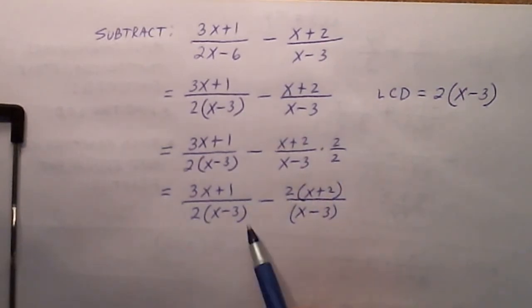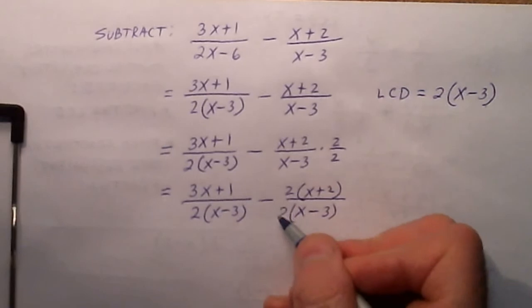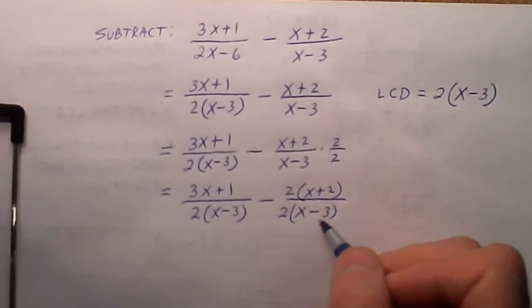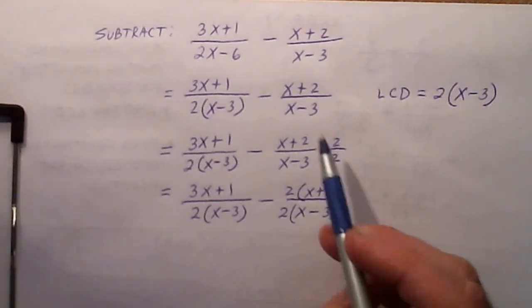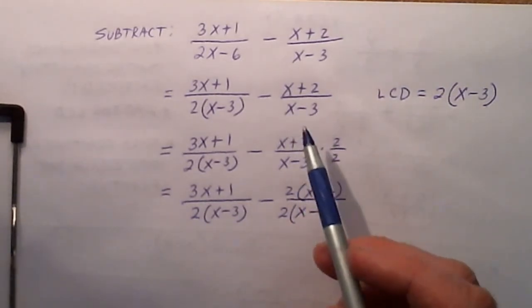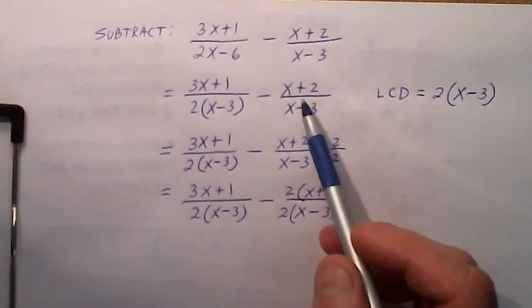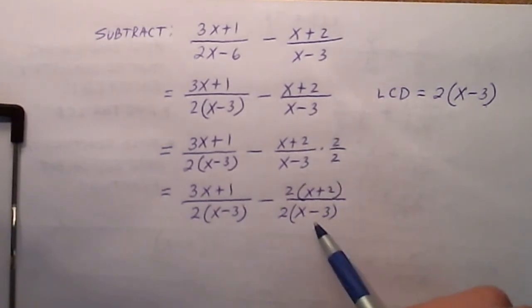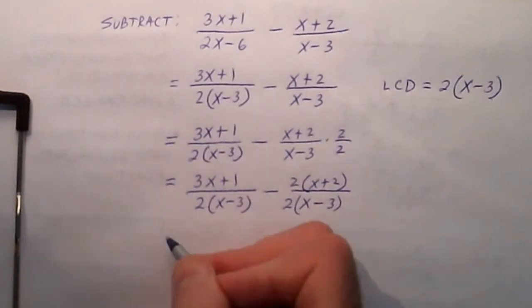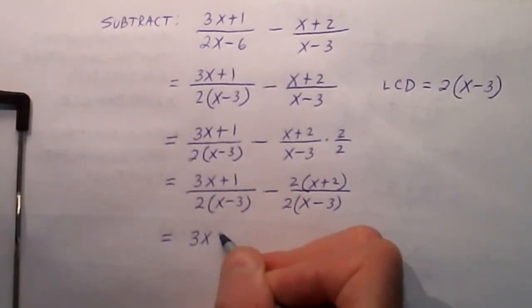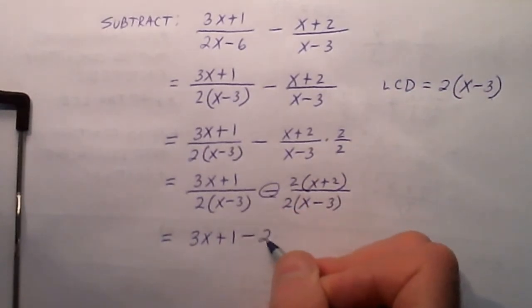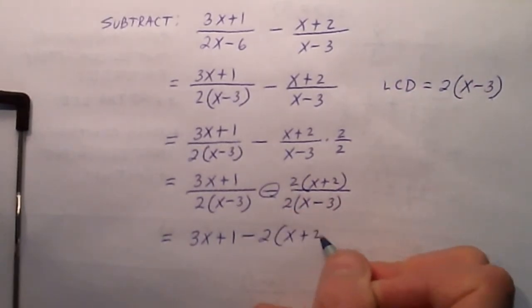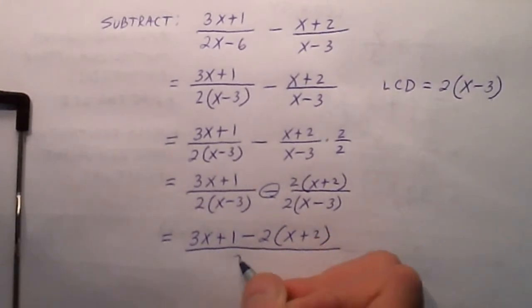Now, ladies and gentlemen, notice, over 2 times x minus 3. Notice now that we've successfully built both rational expressions up into equivalent rational expressions that both contain the least common denominator. All that remains now is simplifying our numerator here. So therefore we have 3x plus 1 minus sign, just bring the minus sign down, 2 times quantity x plus 2, and all this sits over our least common denominator.